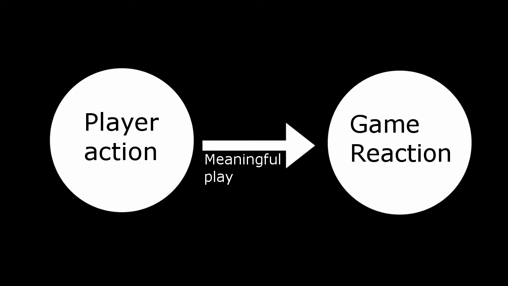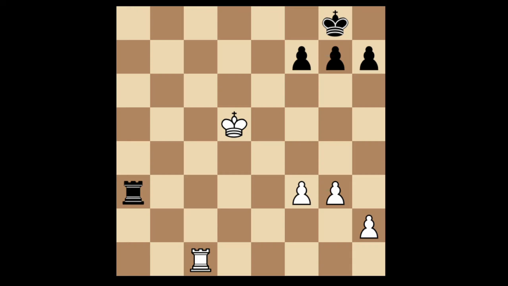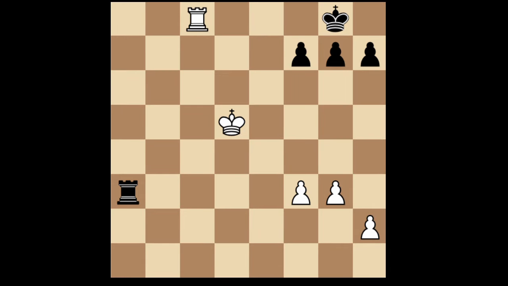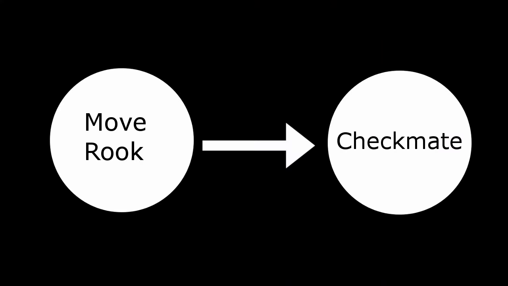As an example, consider a game of chess. When I choose to move my rook to the back row and checkmate my opponent's king, what makes that action meaningful? This action isn't meaningful because I decided to move my rook to the back row. This action was meaningful because I decided to move my rook to the back row, and now my opponent's king is unable to escape and I win the game. That is meaningful play. My action involved me moving my rook, and the system responded to that action by declaring me the winner. There was an action followed by a meaningful response to that action.